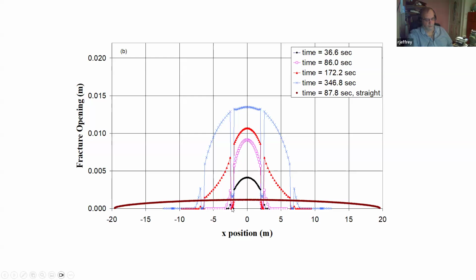creating a restriction in width and producing then higher pressures upstream of it, producing this much larger opening and restricting the opening on the downstream side of it. But the fracture had grown to about 7 meters either side compared with 20 meters for the straight fracture. And finally, at the end of the simulation, 347 seconds, the blue curve.